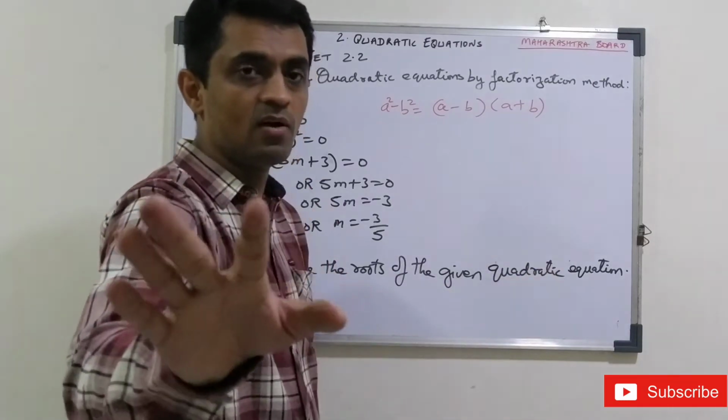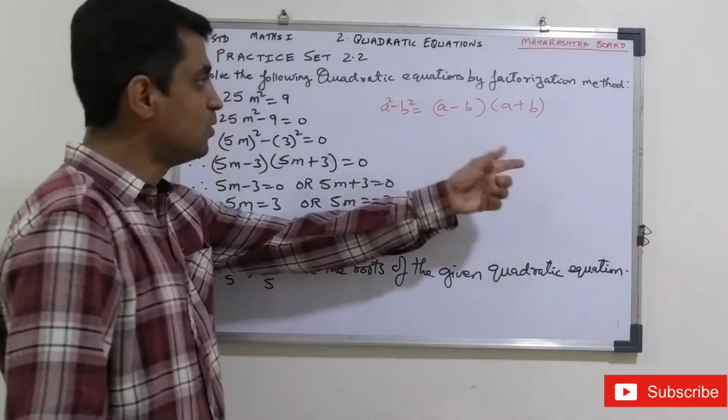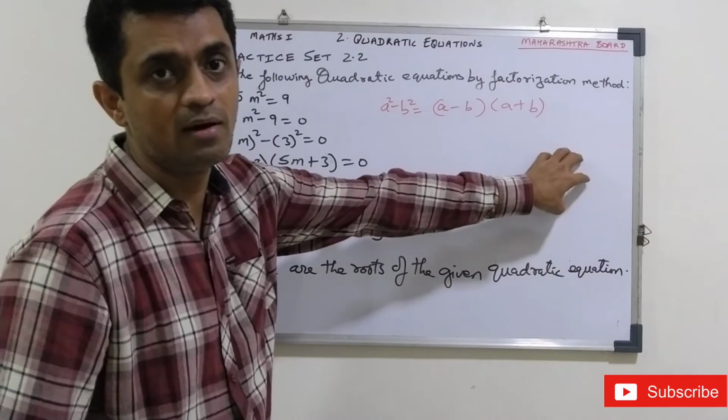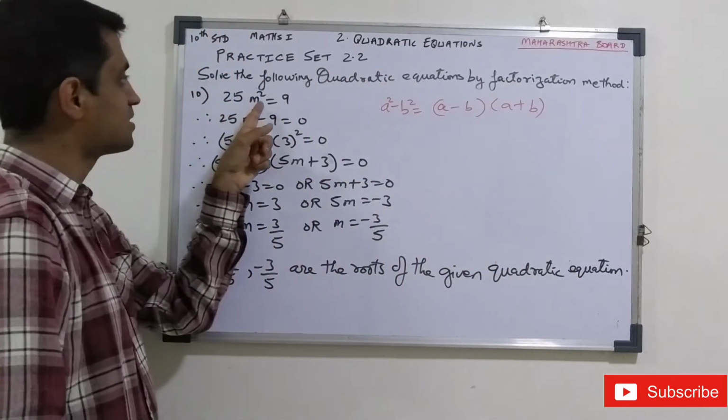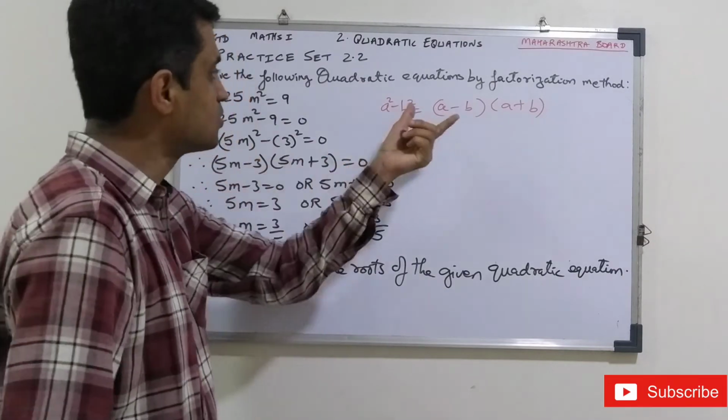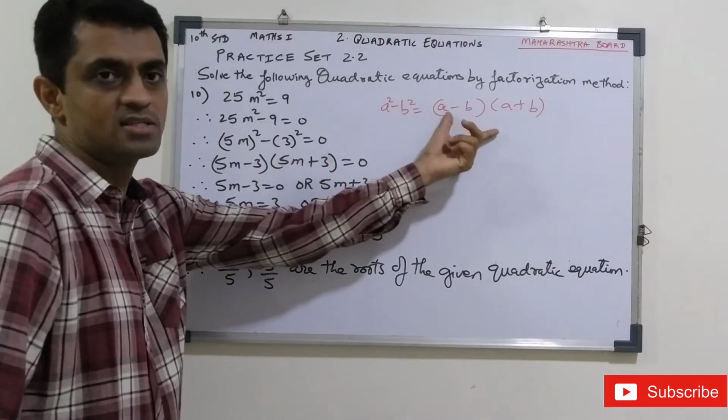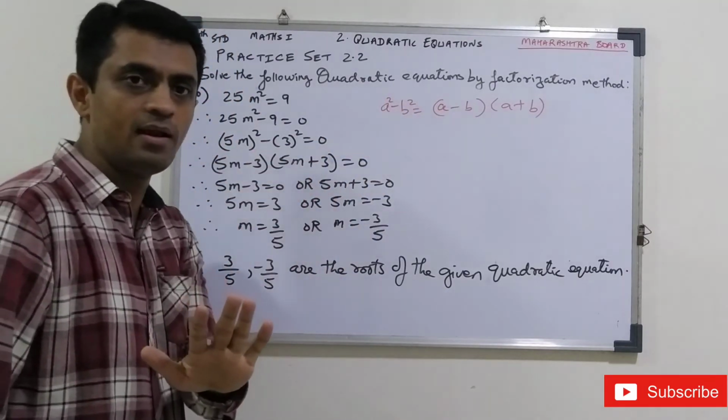Now listen, don't use that thing what I told you here, because you have to use only this formula. This type of sum of two terms you have to solve by this method only, this formula. Clear everybody?